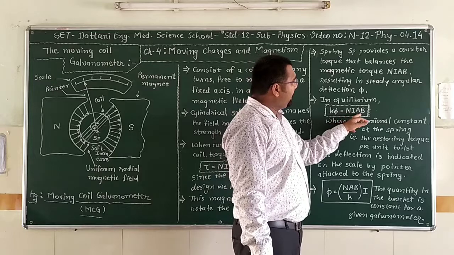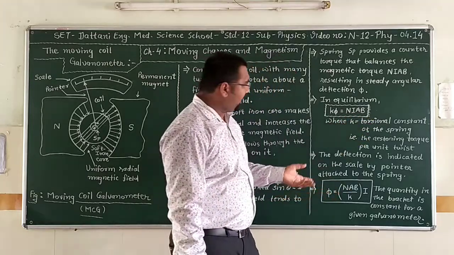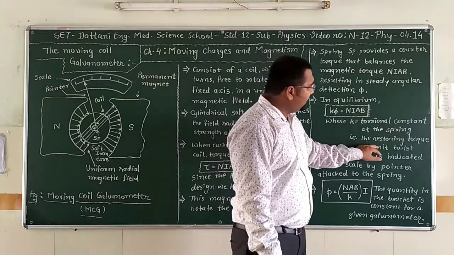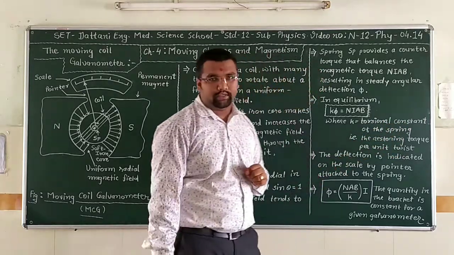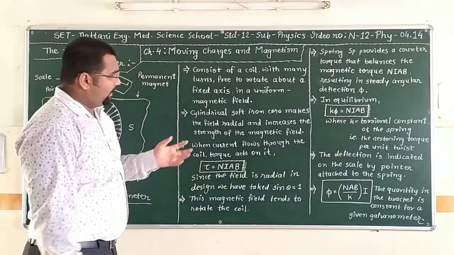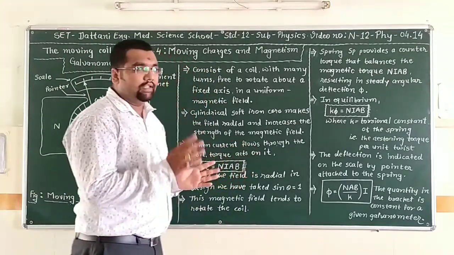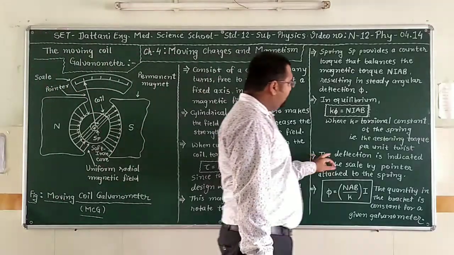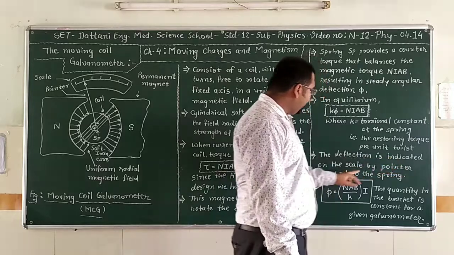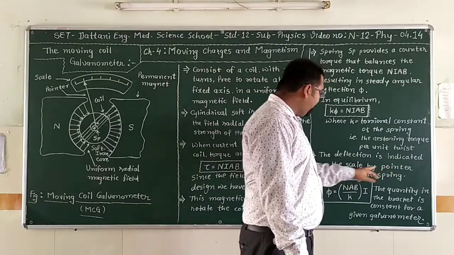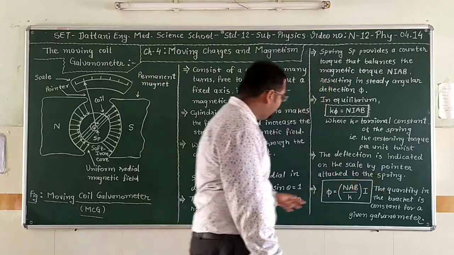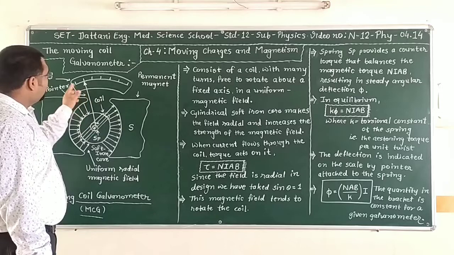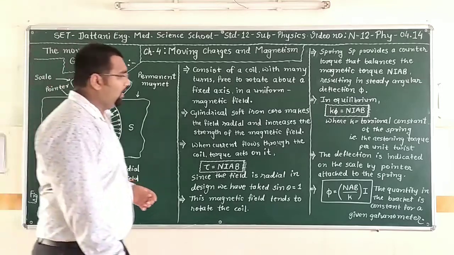K phi equal to NIAB. What is K? K is the torsional constant of the spring, for example, the restoring torque per unit twist. This restoring torque balances the pointer in its mid position. Now the deflection is indicated on the scale by the pointer attached to the spring. We can see here our pointer. This pointer shows the value of current or voltage.